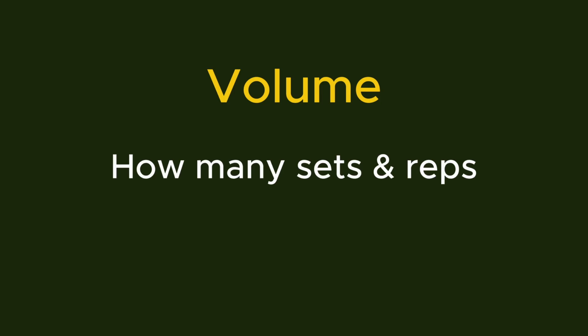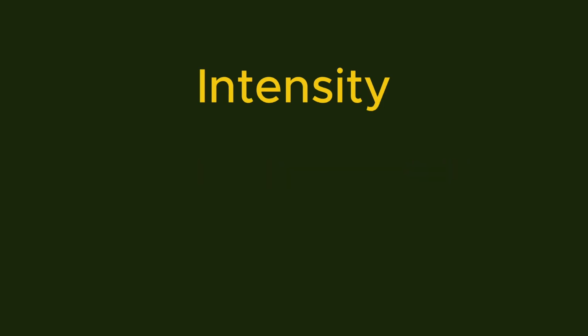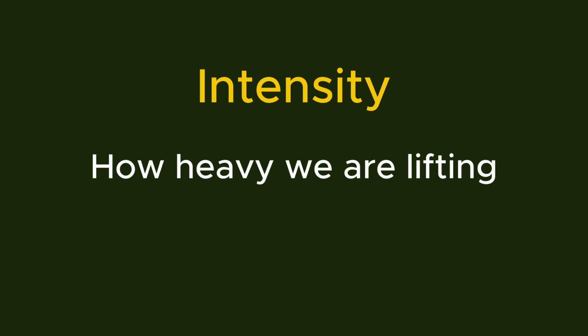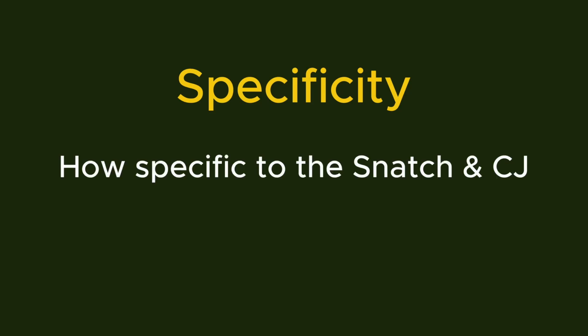Volume, meaning how many sets and reps we're doing. Intensity, meaning how heavy we're lifting. And specificity, meaning how close these exercises are in relation to what we're trying to achieve. In this case, the snatch and the clean and jerk.